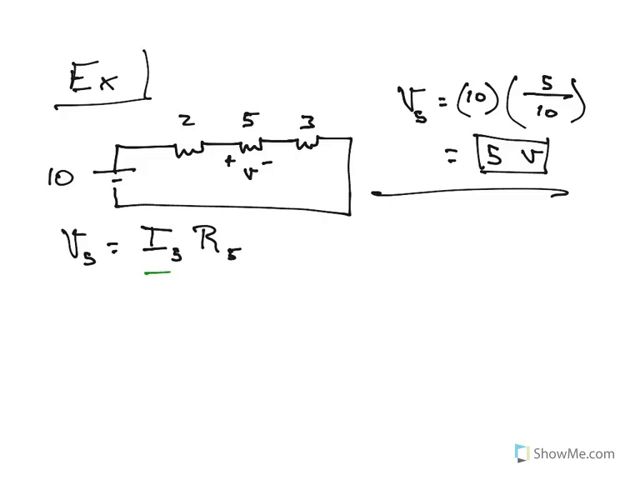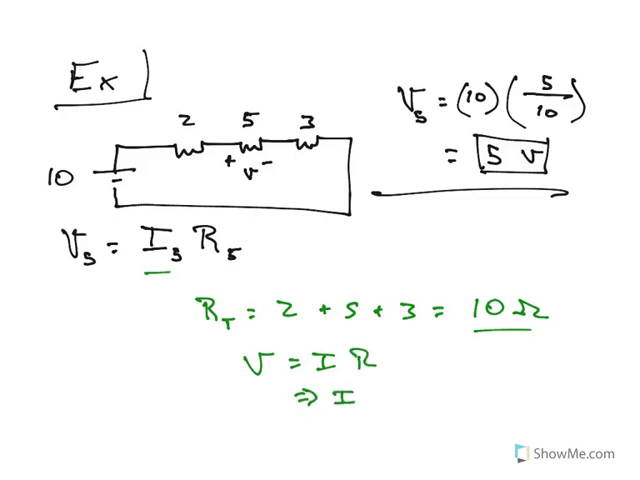The total voltage is easy, that's 10. So now I just need to calculate the total resistance. Well, these resistors are in series, so all I have to do is 2 plus 5 plus 3, which is a total resistance of 10 ohms. I now know the total resistance, so now I could say V equals IR for the whole circuit tells me I is V over R. So that's 10 volts for the whole circuit over the total resistance of 10. That means the total current is 1 amp.